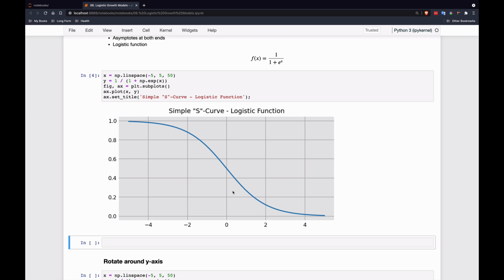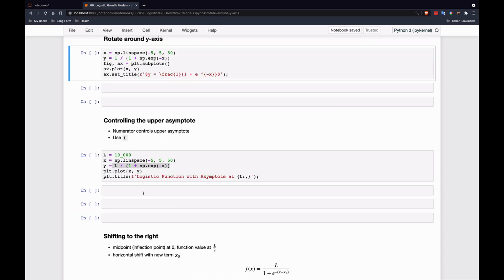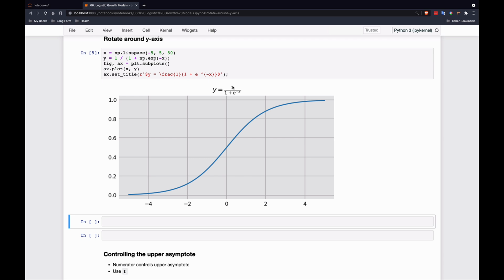The way to do this algebraically is simply to multiply x by -1, and that's what we do over here. So our new formulation is 1 over 1 plus e to the negative x. It's just symmetrical around the y-axis. We just flip it around. So we're beginning now at 0 and ending at 1. Now we have it in the right direction.